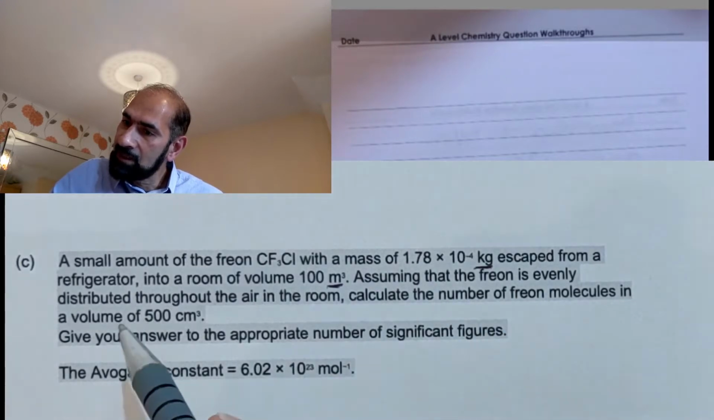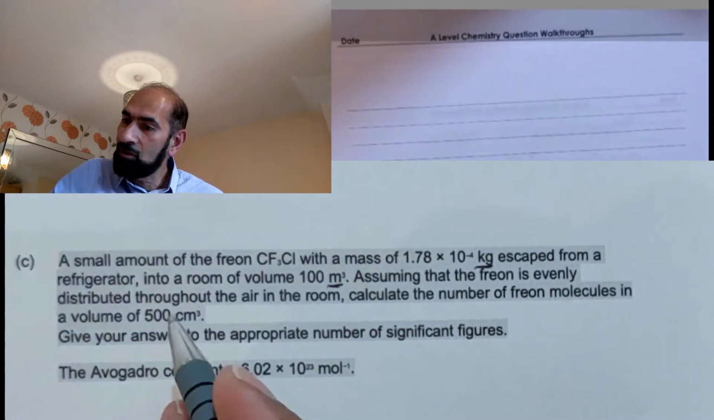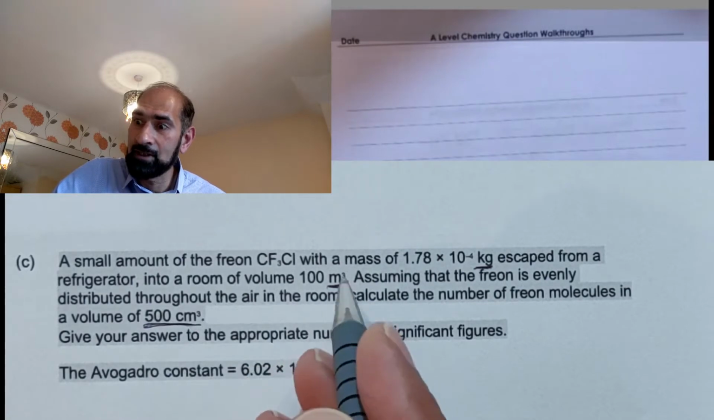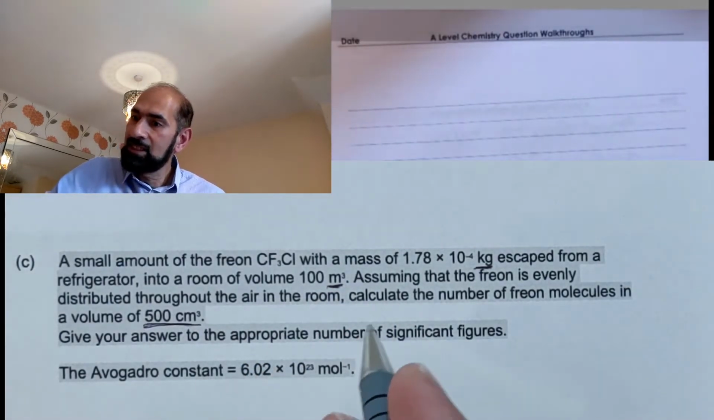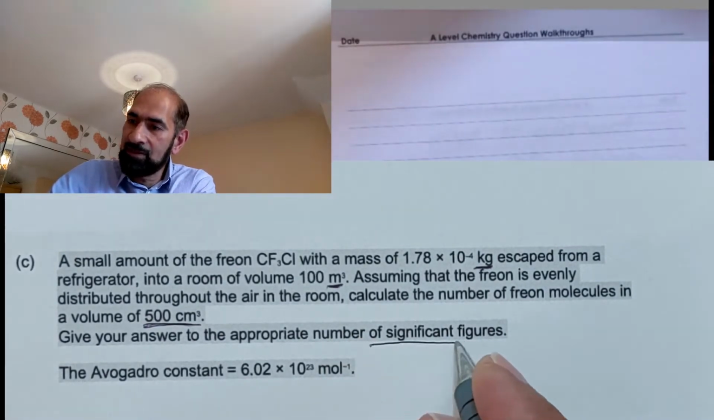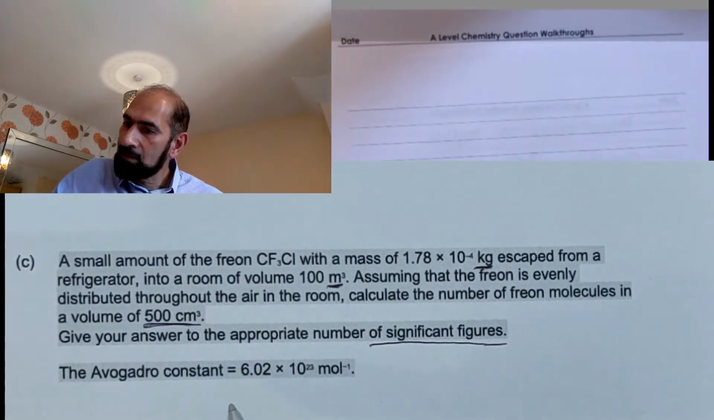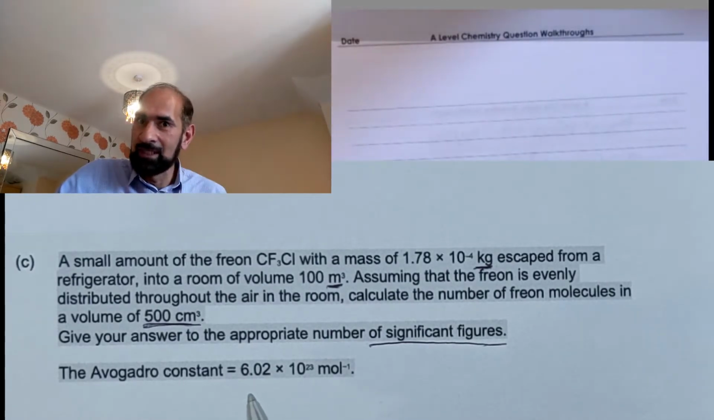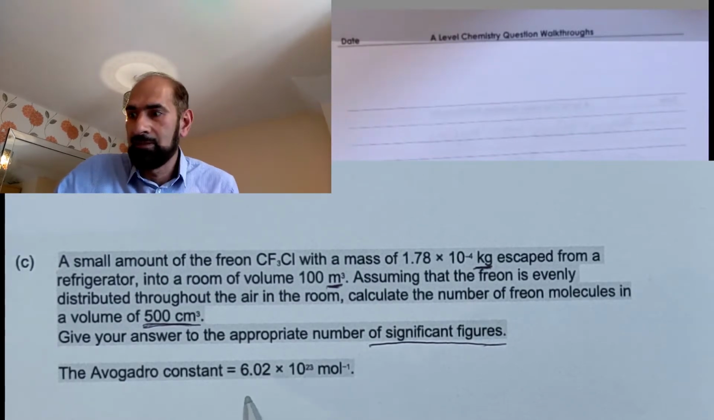Assuming that the freon is evenly distributed throughout the air in the room, calculate the number of freon molecules in a volume of 500 centimeters cubed. Can you see there's your centimeters cubed? So obviously I need to be aware of that. Give your answer to the appropriate number of significant figures. So that means in this particular question I have to worry about significant figures. The Avogadro constant, 6.02 times 10 to the 23 per mole. I will tell you where students go wrong, but I'll tell you later at the end of the video. So Avogadro is a constant, so there must be a reason they're giving us that.